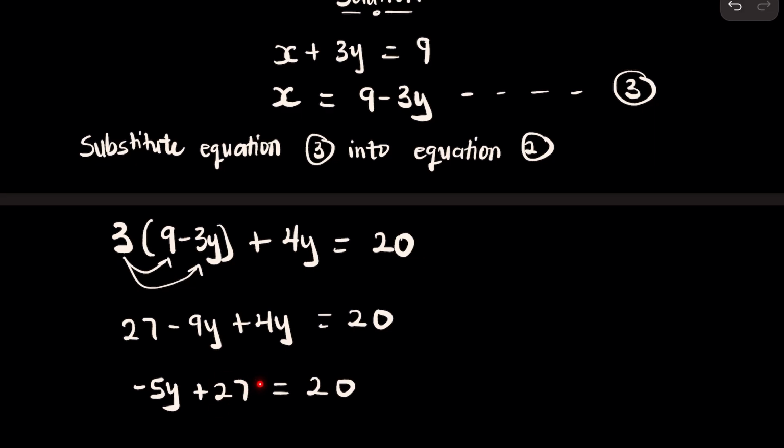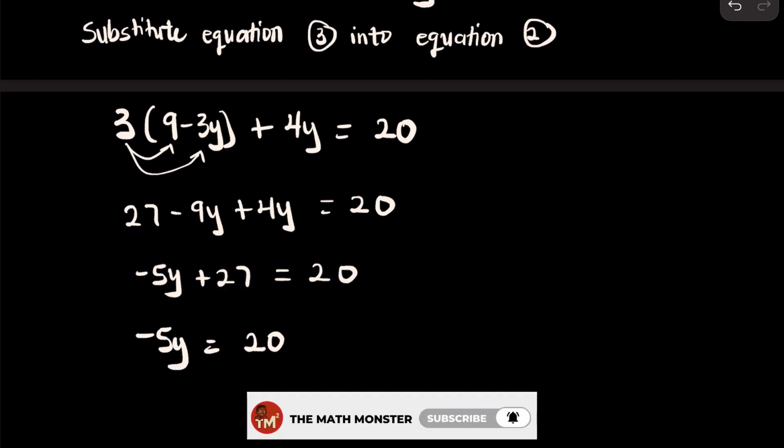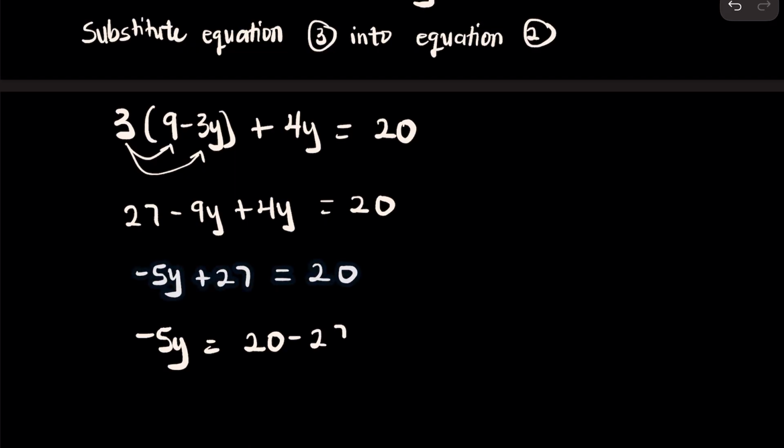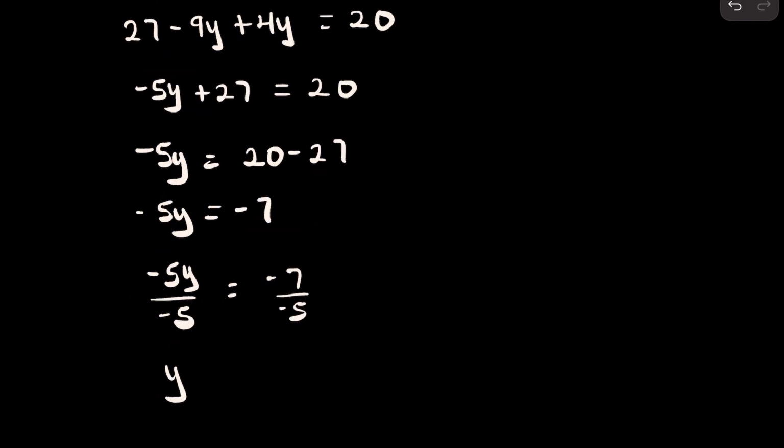Here we have to move this 27 to the right hand side, so that we can get a function of y on the left hand side. Doing so, we are going to have minus 5y is equal to 20 minus 27. Then you're going to have minus 5y is equal to minus 7. Now we divide both sides by minus 5. That's going to give us y is equal to 7 on 5.